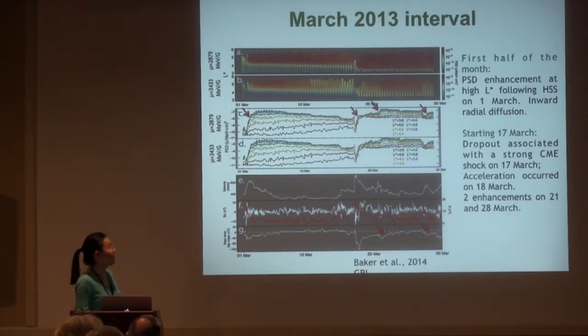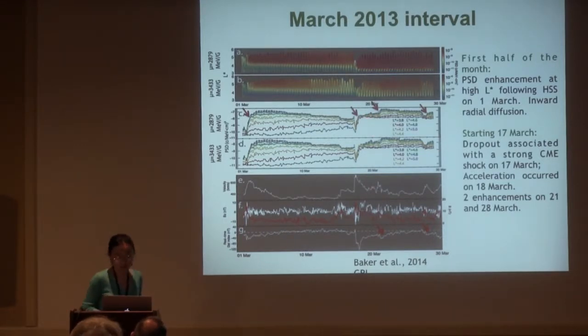So the question is whether this recovery is caused by inward radial diffusion or local acceleration. We studied this by comparing our radial diffusion model with the MAGEIS measurement. And we studied whether this process is different or the same for electrons with different energies. And later this month, there are two further enhancements in PSD, on March the 21st and March the 28th.